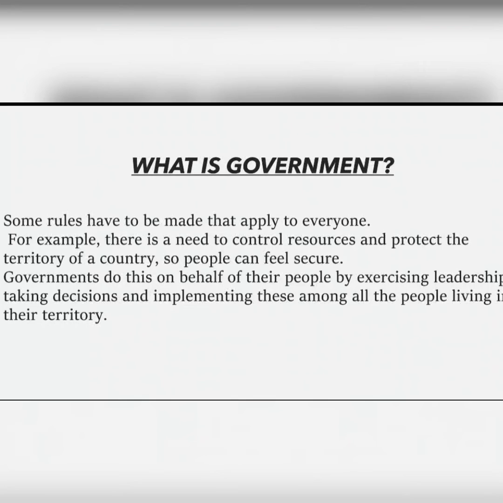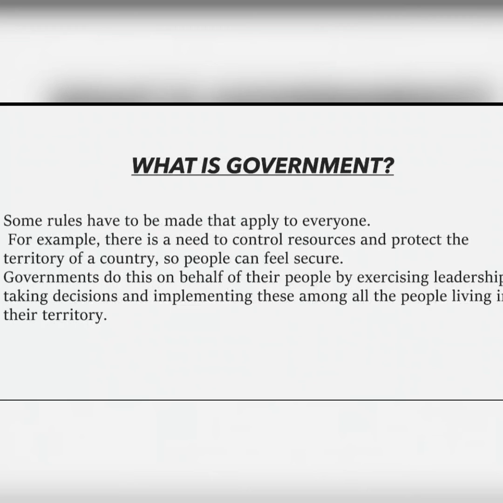For example, there is a need to control resources and protect the territory of a country. We are aware that resources are limited and we need to protect and save our resources for the future generation, so that we can protect the territory of a country. If the resources are finished, the country will not benefit, the country will be in scarcity, so people will not feel secure, they will be in trouble. So what is important here is controlling resources and saving them, so that the people can feel secure.